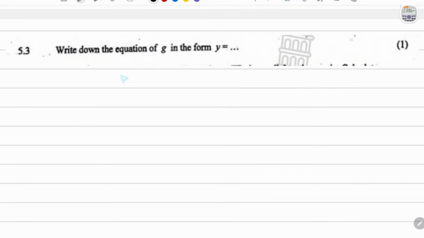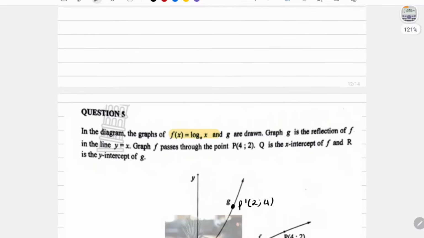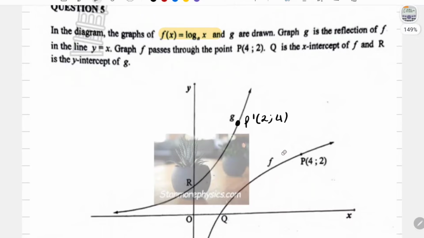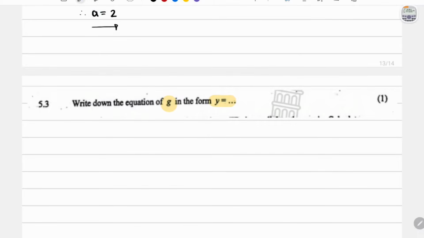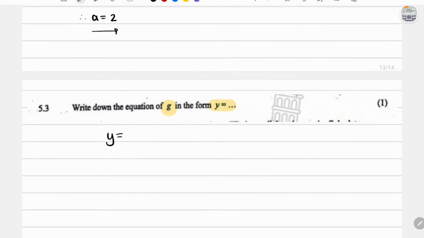Okay, 5.3 says, write down the equation of g in the form of y is equal to. Okay, so the equation of g. Remember they told you that this is f, the log, and then g is the exponential. So they want you to write down the equation of g. So since it's in the form of y is equal to, either way, we would start with y is equal to, and let's just get our log function, the only one they gave us.